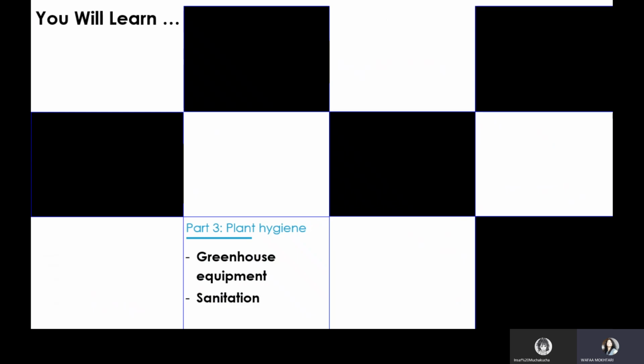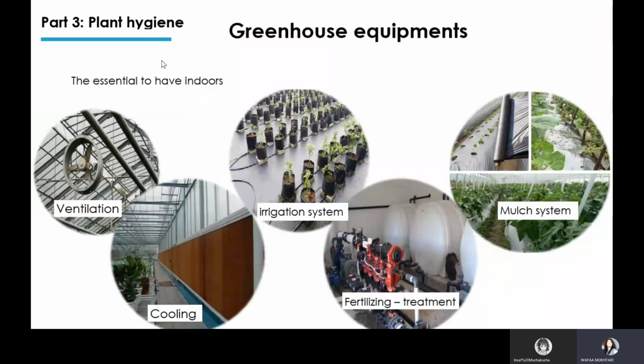So, and here we're going to talk about plant hygiene. Before going through any crop diseases or crop pest problems, we need to know what greenhouse equipment we need and the sanitation we have to do. So for plant hygiene, for better plant health, we need some greenhouse equipment. And the essentials to have indoors are a ventilation and air system, so an aeration system.